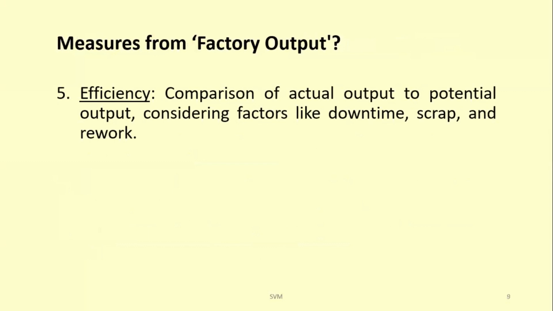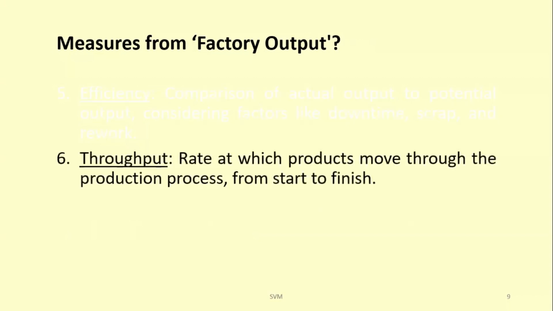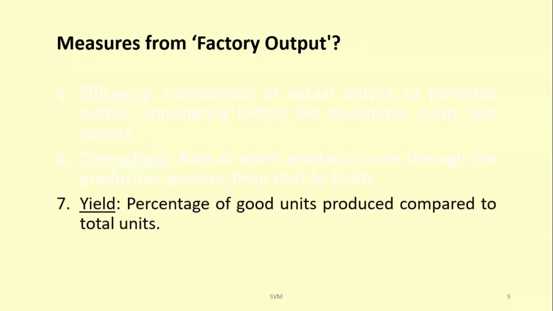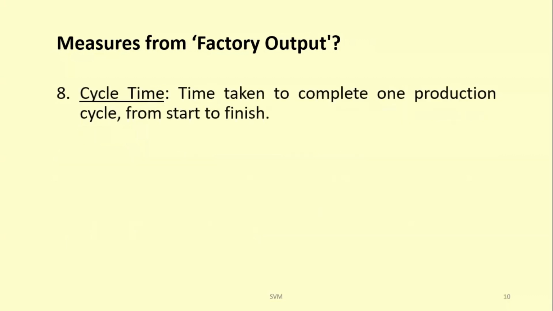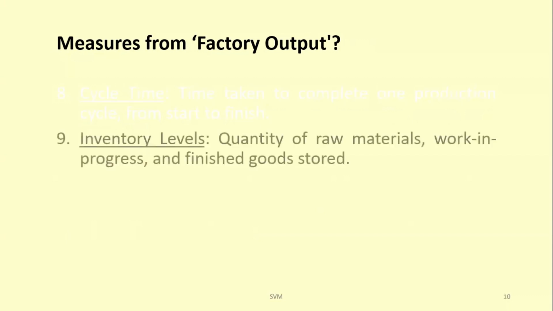Efficiency, comparison of actual output to potential output. What is that which was expected and what is the actual output? Considering factors like downtime, scrap, and rework, that also can be measured. Throughput, rate at which products move through the production process from start to finish, can be measured. Yield, the percentage of good units produced compared to the total units, can be measured. Cycle time, that is the time taken to complete one production cycle from start to finish, can be measured.